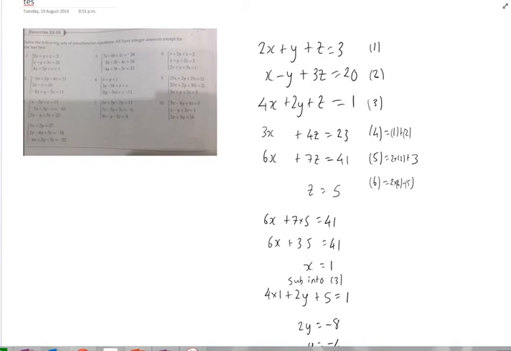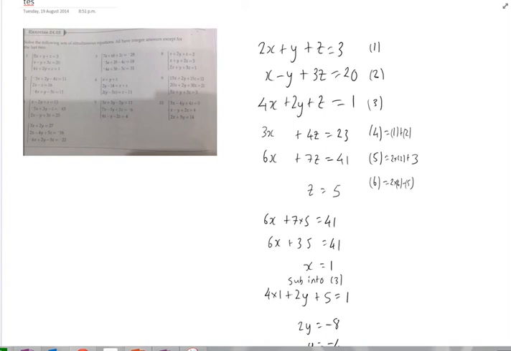So I go 6x minus 6x, so I've got no x's left. Then I'm going to have 8z minus 7z, so it just leaves me with a z. And I will have 46 minus 41, which is 5. So straight away I've eliminated all of the other variables, and now I've got z equals 5.